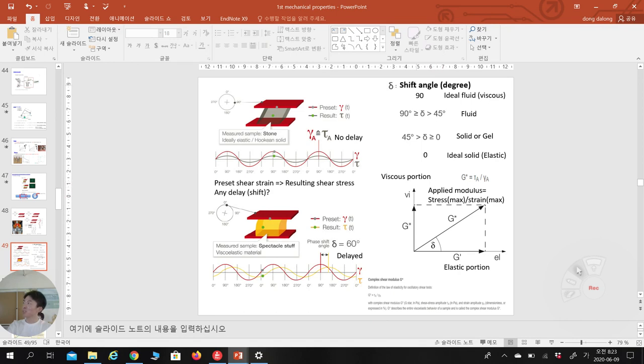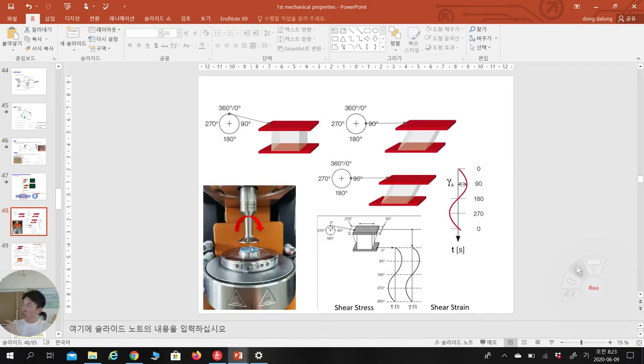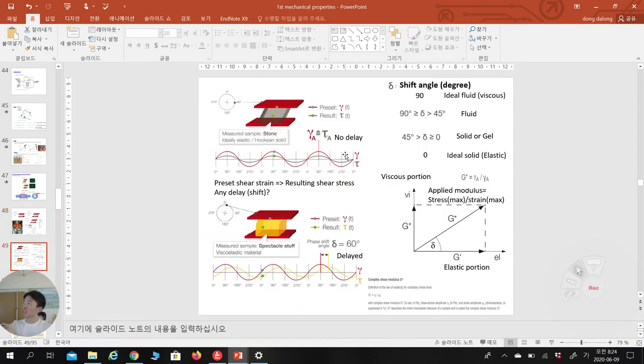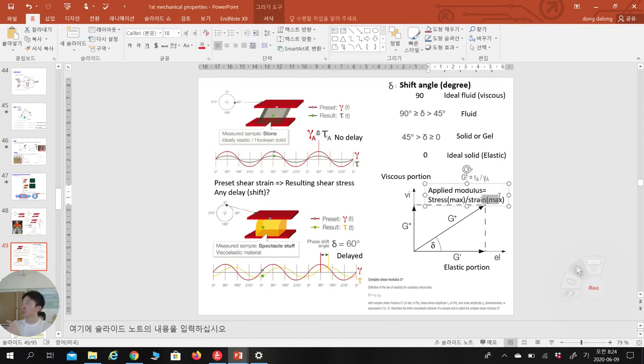So today you have to remember this meaning of the shift angle. When this rheology machine shifts the hydrogel, if it is a perfect elastic material, there is no delay. At that time, you can measure the maximum stress and maximum strain as a shear modulus, and then you can get this applied modulus. But most materials have viscoelastic property, so somehow they are delayed. In that case, this delayed parameter can be shown as G prime and G double prime. So this rheology machine always shows G prime and G double prime all together.